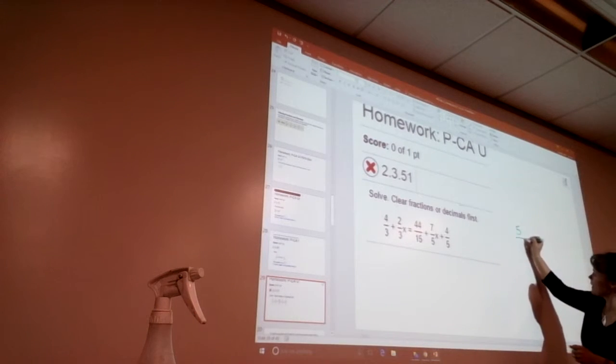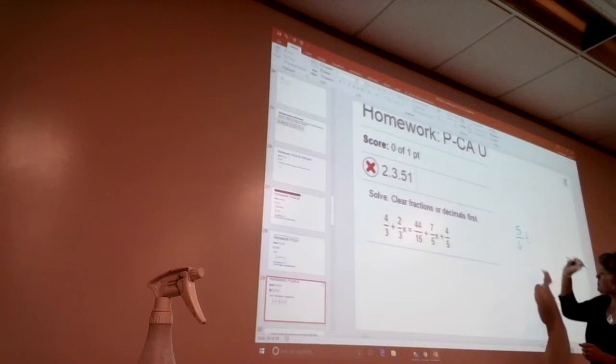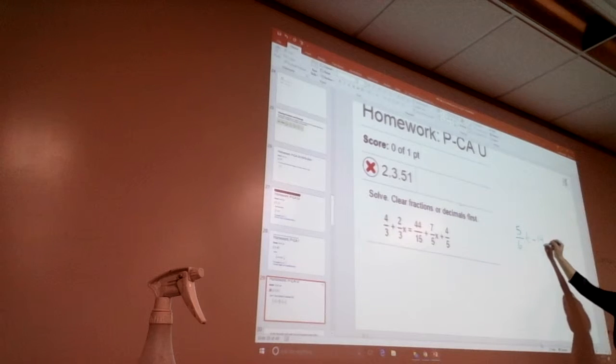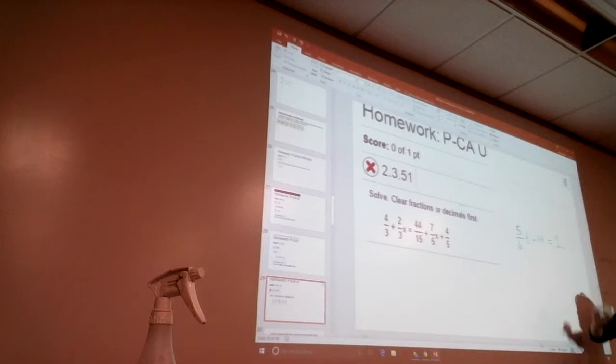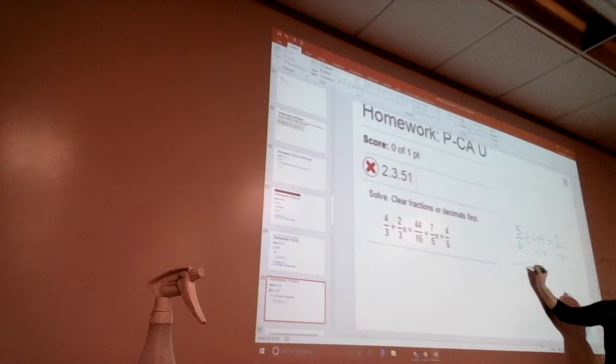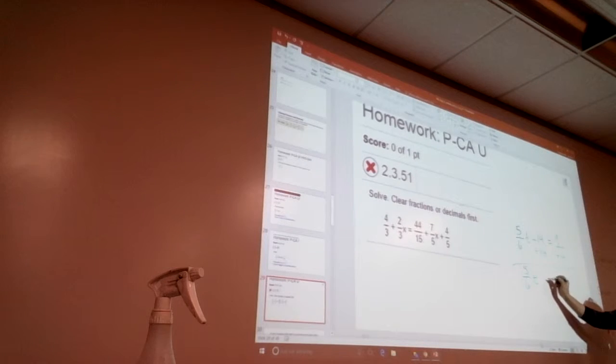5t/6 minus 14 equals 1. Okay. What's the plan? Plus 14. Plus 14. So I got 5t/6, that's a zero pair. Here's my river, and it equals 15.